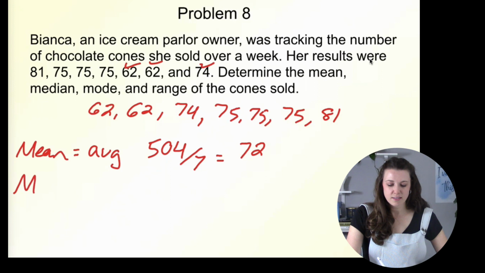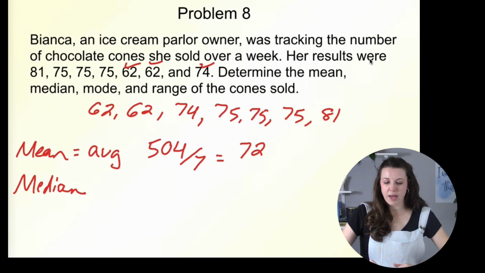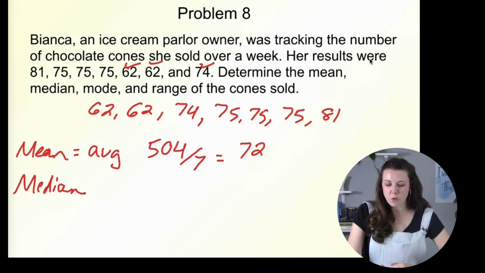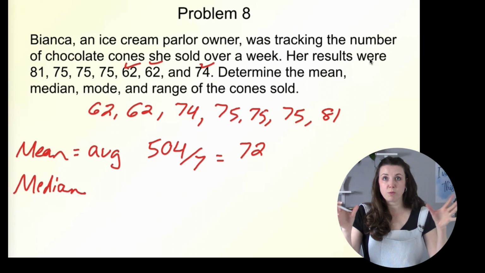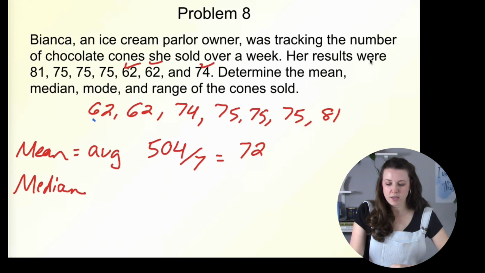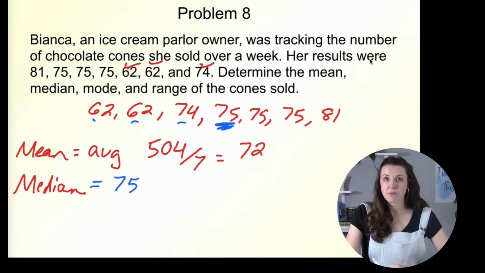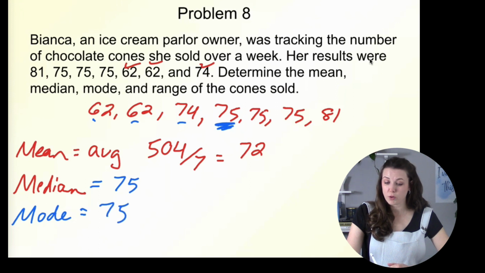The median is really just going to be the number that is in the middle. If I have 7 numbers, I'm going to count whatever number would be the fourth number. So I have 3 on one side, 3 on the other, and then that middle one. 1, 2, 3, 4. So this 75 right there is our median. Mode is simply the number that repeats itself the most. 62 I've got twice, but 75 I have 3 times. So 75 is also going to be the mode.